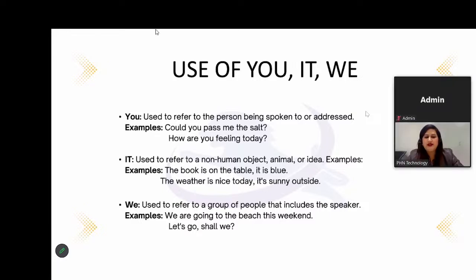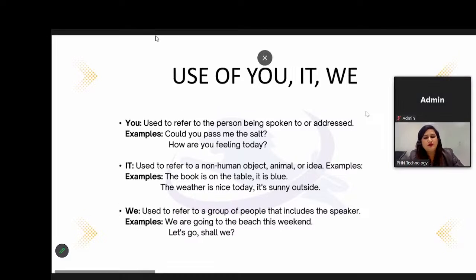Okay. So it is used to refer to a non-human object, like an animal or idea. For example, the book is on the table. It is blue. Okay, now you're talking about a thing. Okay, there's a thing kept in front of you.